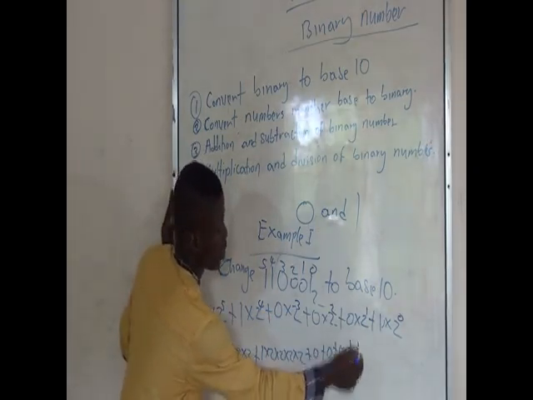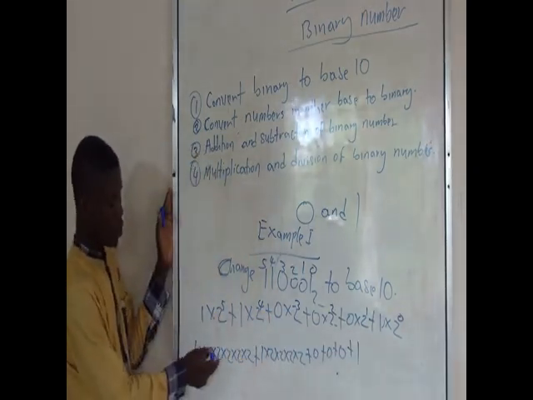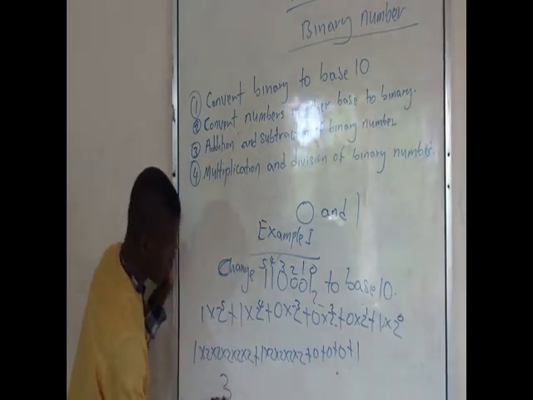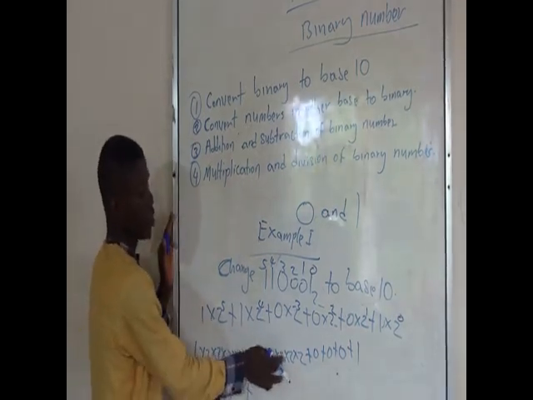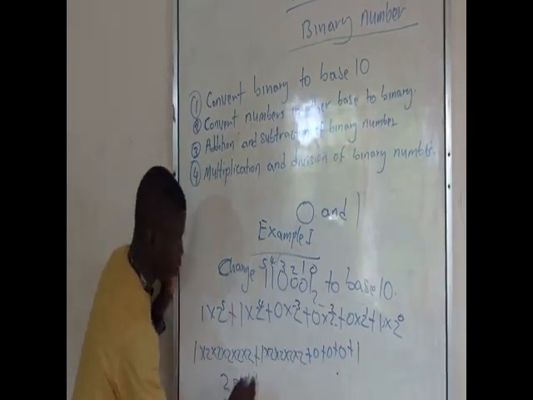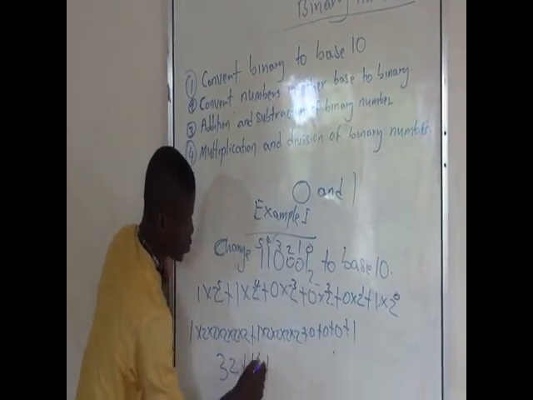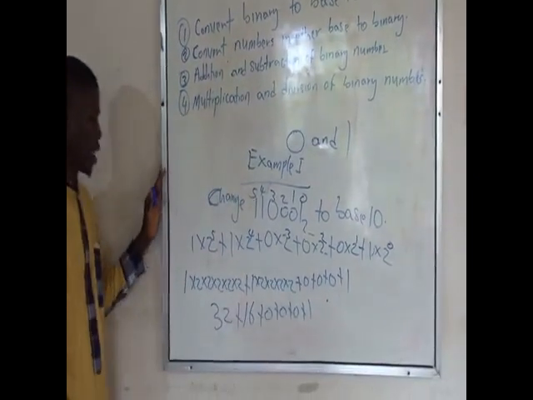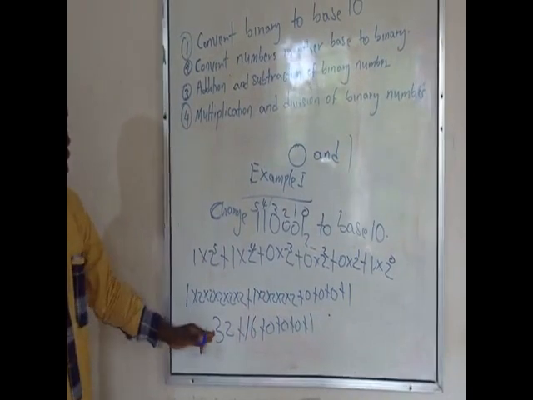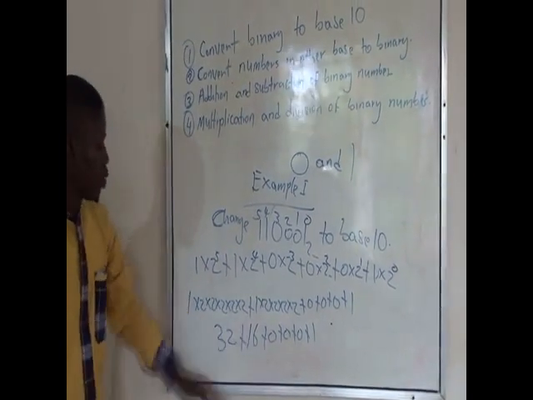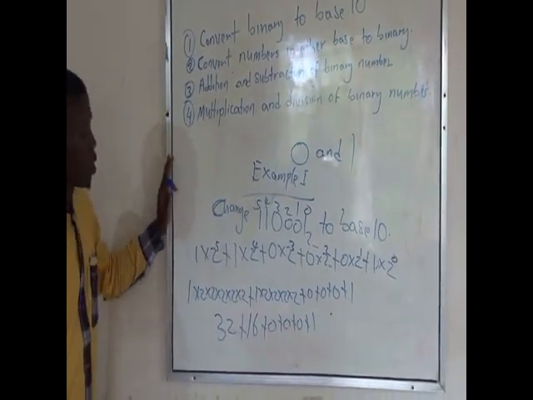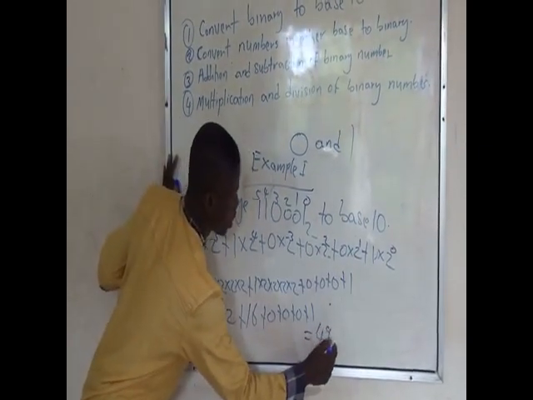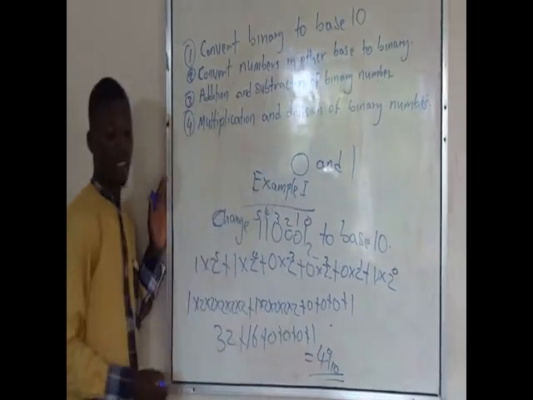Then we are going to add 1. 2 times 2 times 2 times 2 times 2 will give us 32, plus 2 times 2 times 2 times 2 will give us 16, plus 0, plus 0, plus 0, plus 1. Then let's add: 32 plus 16 will give us 48, plus 1, the answer will be 49 base 10. That's the final answer.